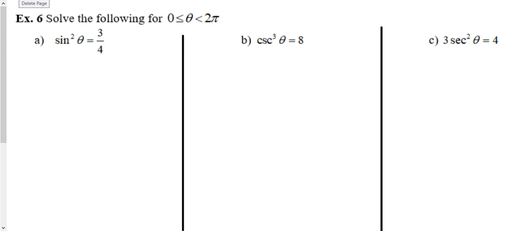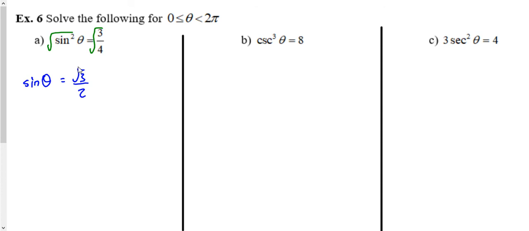In example 6 here, we have solved the following for a domain restriction of between 0 and 2 pi, not including 2 pi, of course. So very first one here, solve sine squared theta equals 3 over 4. So the first thing I want to do is isolate sine theta. So how do I do that? I'm going to square root both sides of my equation. And so now on the left side I have just sine theta by itself. On the right I do have this radical square root 3 up top and 2 just on the bottom, because square root of 4 is just 2.